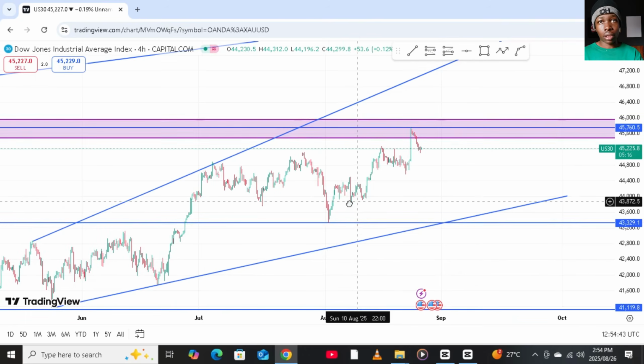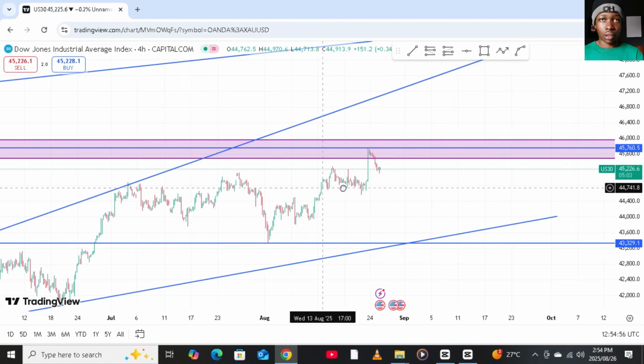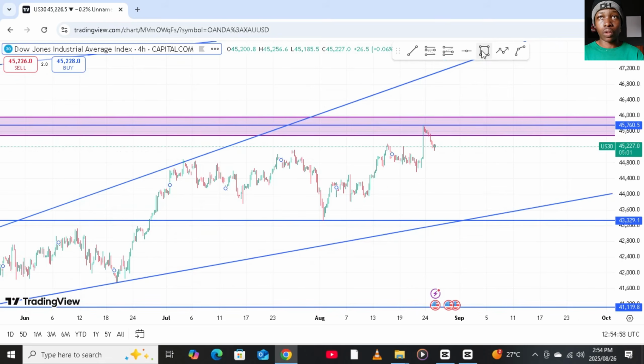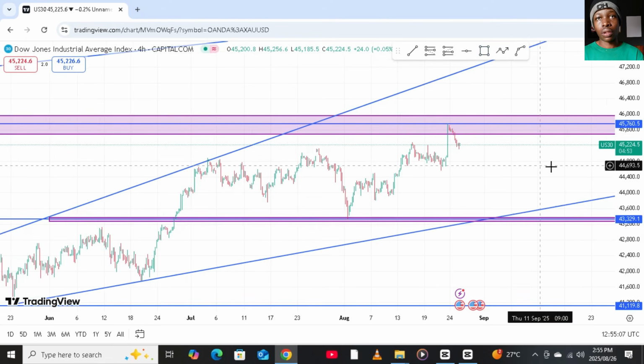Draw a line just like this, and I feel like analyzing Bitcoin is a bonus because last time we couldn't analyze Bitcoin. So after this, I think it's Bitcoin, guys. We will see. Just mark it as your support, just like this.